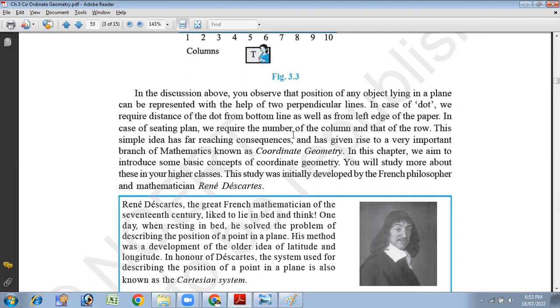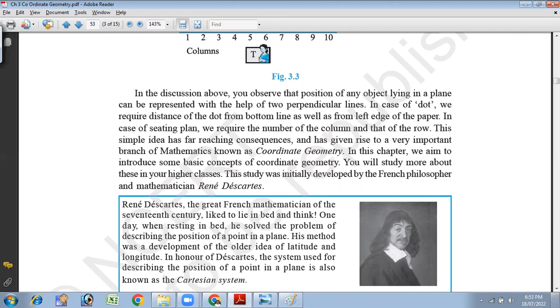This simple idea has far-reaching consequence and has given rise to a very important branch of mathematics known as coordinate geometry. Now see, this simple mathematics has become a branch which is known as coordinate geometry. Okay, so in this chapter we aim to introduce some basic concepts of coordinate geometry. So you will study more about these in your higher classes. Okay, there are so many studies. So this study was initiated and developed by French philosopher and mathematician Rene Descartes.